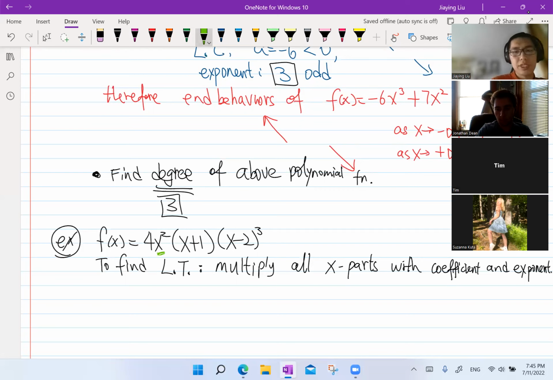For example, the first x we see is this x. The coefficient is 4 and the exponent is 2, so we take 4x squared. We carry the exponent and the coefficient. Then we multiply with the second x we see, in the parentheses. There's no coefficient; well, the coefficient is 1, and the exponent is 1 for that parentheses, so we just multiply by x. Then we move on to the next x we see, in the last parentheses. What is the coefficient of this x? It's 1 again, right? But x minus 2 has the exponent 3, so we have to carry the exponent 3. If we multiply all those x parts with the exponents and coefficients, and if we are careful, we should end up with 4x squared, x to the first, that's 3, times x cubed, that's x to the 6th. So this is my leading term.